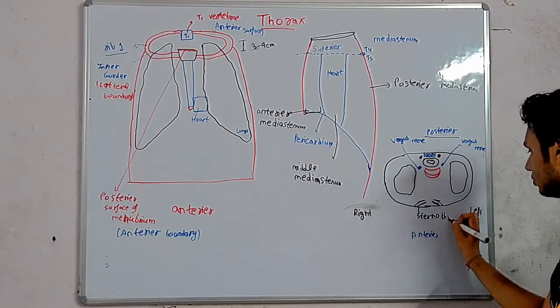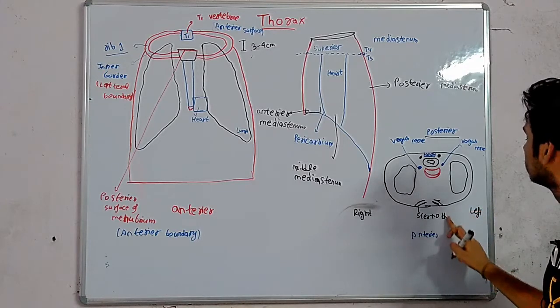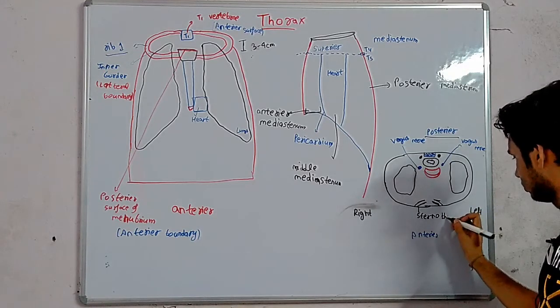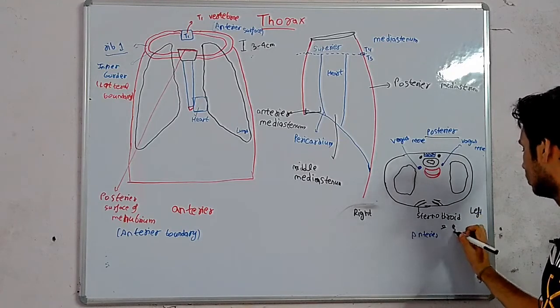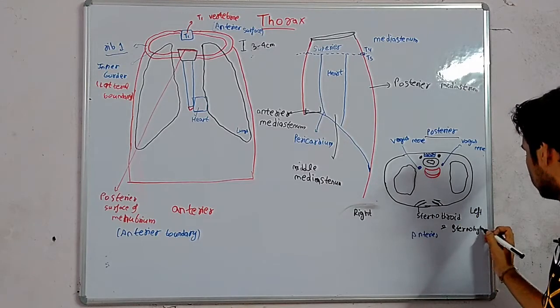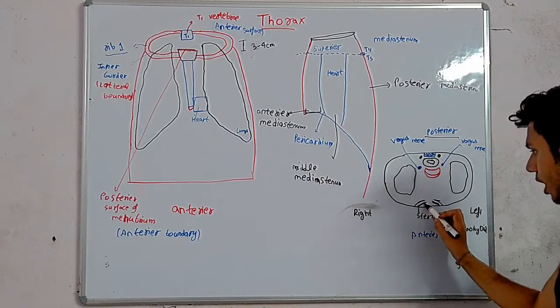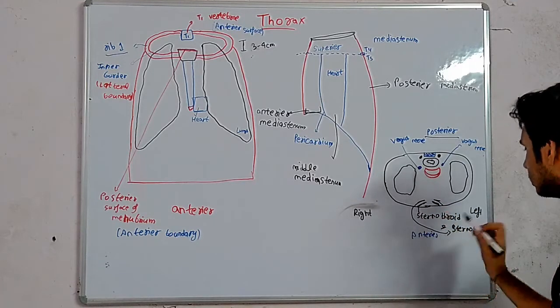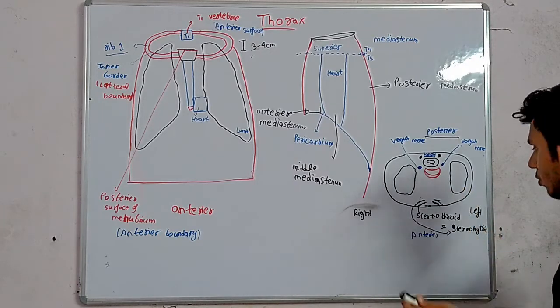Sternothyroid, sternohyoid. Sternothyroid and sternohyoid, these are the muscles. Then these are the muscles. This is sternothyroid, this is sternohyoid. And the thymus gland is also found here.